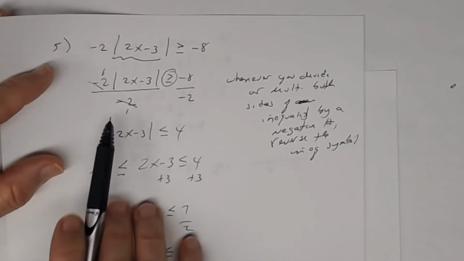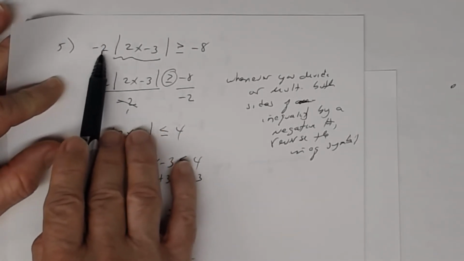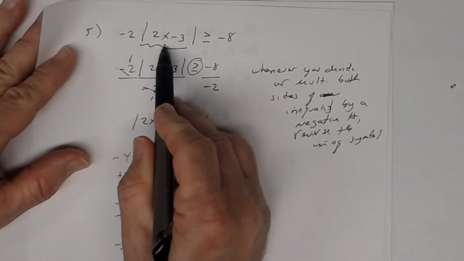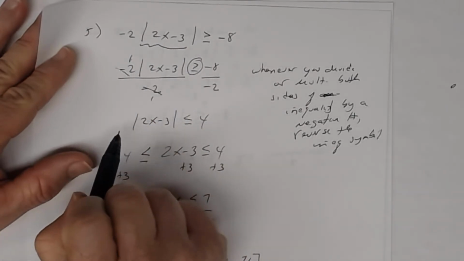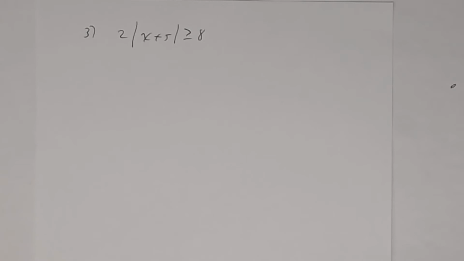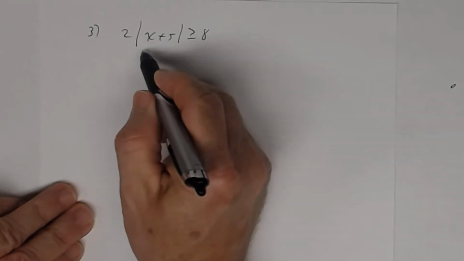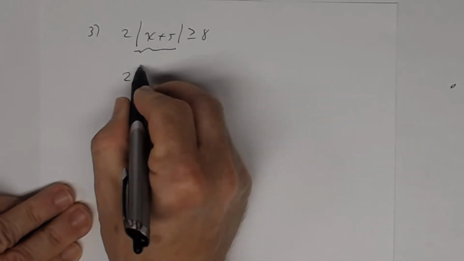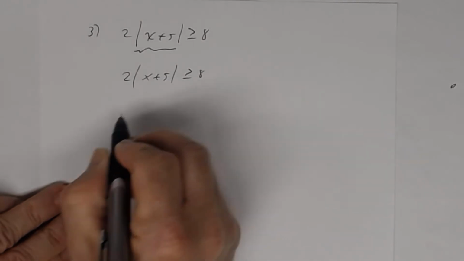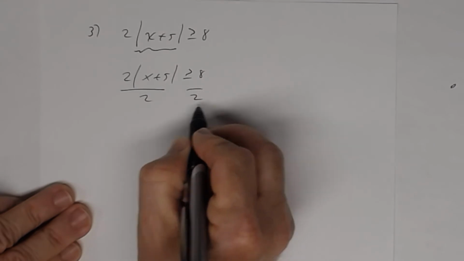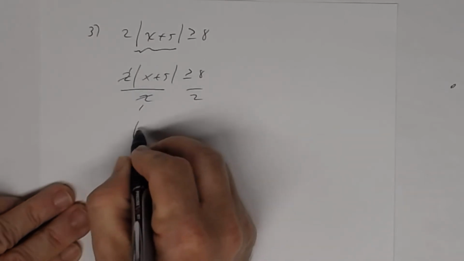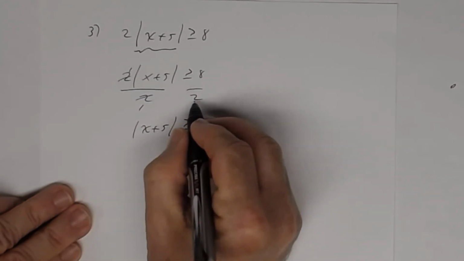We talked about the fact that if you see a number on the outside other than 1, so you see a 2 here, what you want to do to be careful is to first of all isolate the absolute value expression. So I'm going to underline this part here to remind myself that that's what I want to get by itself. We're now multiplying by 2. The opposite is to divide by 2. So when I divide by 2 and I reduce, these 2's divide out. 1 times the absolute value of x plus 5 is the absolute value of x plus 5, is greater than or equal to, and 8 divided by 2 is 4.